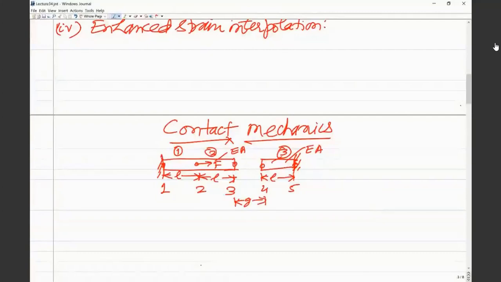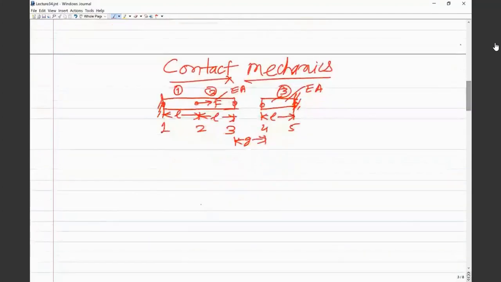So now this is a problem we want to solve. Now you would see that if F is less than a certain value, the gap may be open. And if F is greater than that value, then there would be contact between node 3 and 4. So there are two situations possible over here.